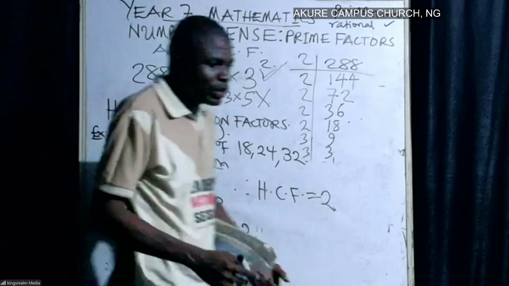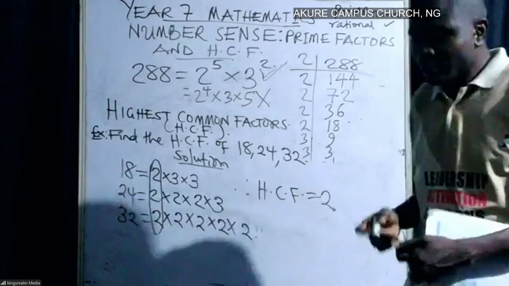So the only one that is common to all is 2, and 2 is the highest common factor. So this is how to do this. I hope you understand that.